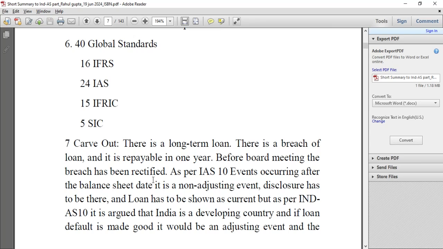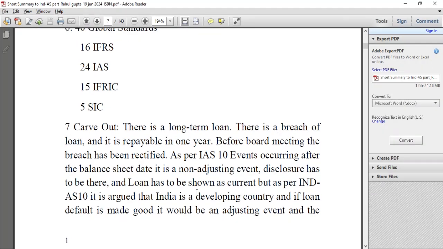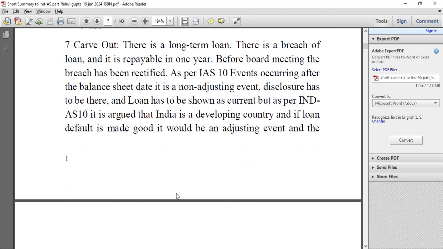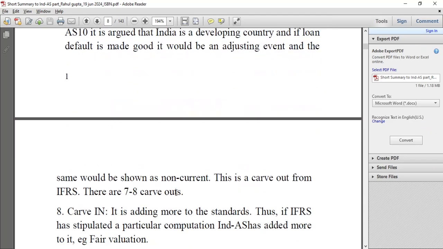As per IAS 10, events occurring after the balance sheet date, it is a non-adjusting event. Disclosure has to be there, and the loan has to be shown as current. As per Ind-AS 10, it is argued that India is a developing country, and if the loan default is made good, it would be an adjusting event, and the same would be shown as non-current. This is a carve-out from IFRS. There are 7 to 8 carve-outs.